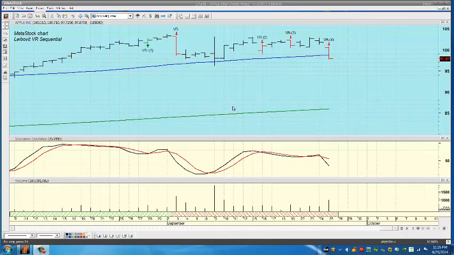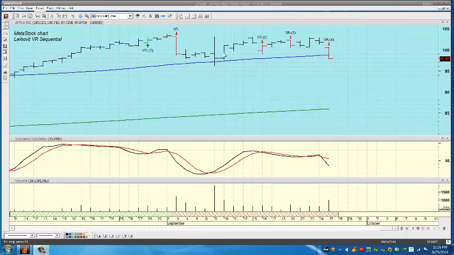This is an update looking at the Leibovit VR sequential indicator here at Metastock. For those of you who are subscribers to VR Trader, you know we went short Apple computer, but if you listen to our recording from a few days ago where we covered Apple and a few other situations, including the inverse indexes, you know why we were bearish.